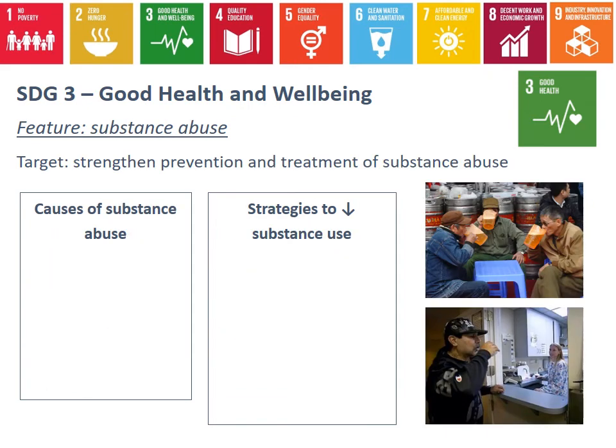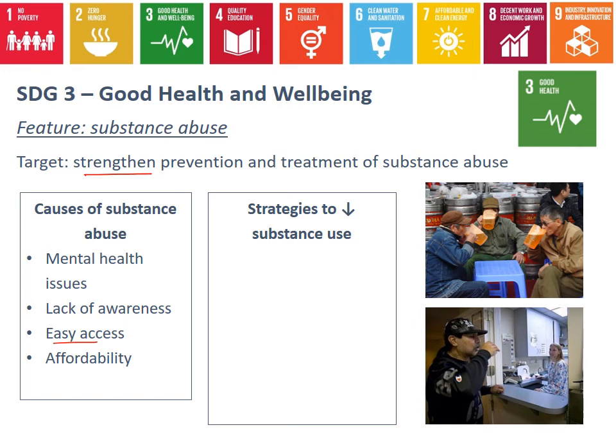Okay. 2 more. Substance abuse. Again, it's a new focus of SDG 3. And this is to just kind of strengthen the prevention and treatment of these issues. Substance abuse, here we're talking about alcohol and drug use, often very closely linked with mental health issues. So often improving mental health can impact substance abuse. Just a lack of awareness or understanding of the dangers of substance use or the addictive nature of a lot of substances. Easy access. Often in a lot of countries, it's very easy to access alcohol or drugs, and also it can be very cheap, which obviously can make those decisions easier for people.